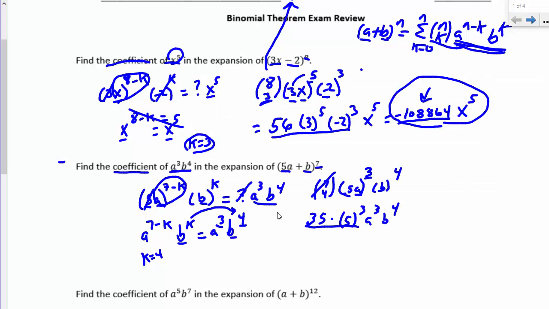Alright, so this is going to equal 4,375 a cubed b to the power of 4. This is your coefficient. That's the number in front of your target. This again was your target. The coefficient is this part of the answer. So this is your answer here. This is what I'm going to be looking for when I grade test questions, that number for the coefficient. Alright, so let's go on to the next question.